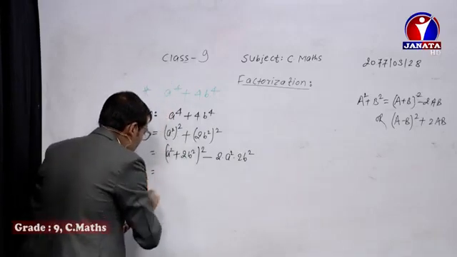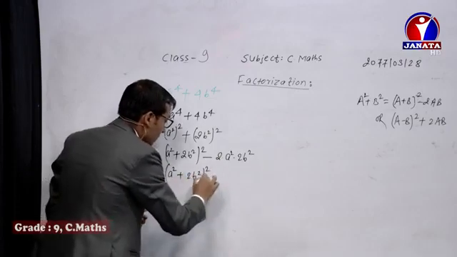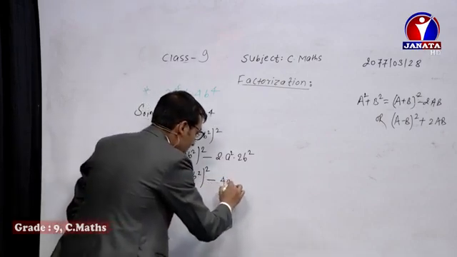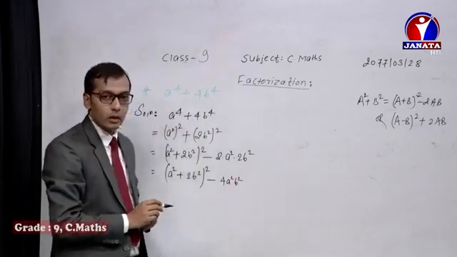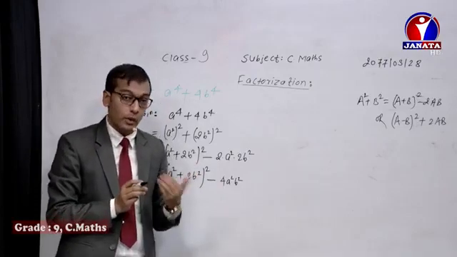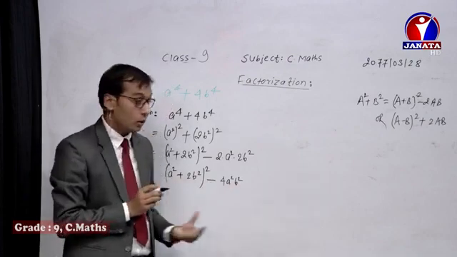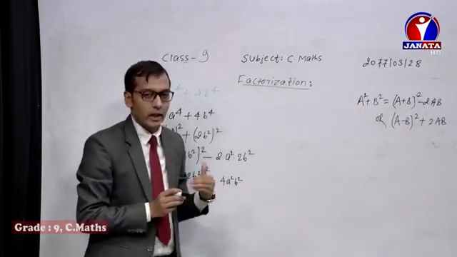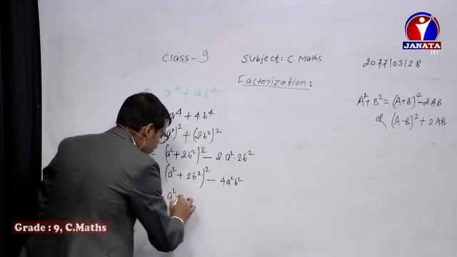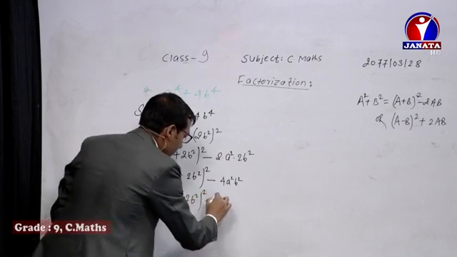So let me write the next step. A square plus 2 times b square, whole square, minus, so 2 times 2 is 4, 4 times a square b square. Now can we convert 4a square b square into a perfect square? Obviously we can, and (2ab) whole square is 4 times a square b square. So this is the right formula we are choosing here. So let's do the next step. (A square plus twice b square) whole square minus (2ab) whole square.